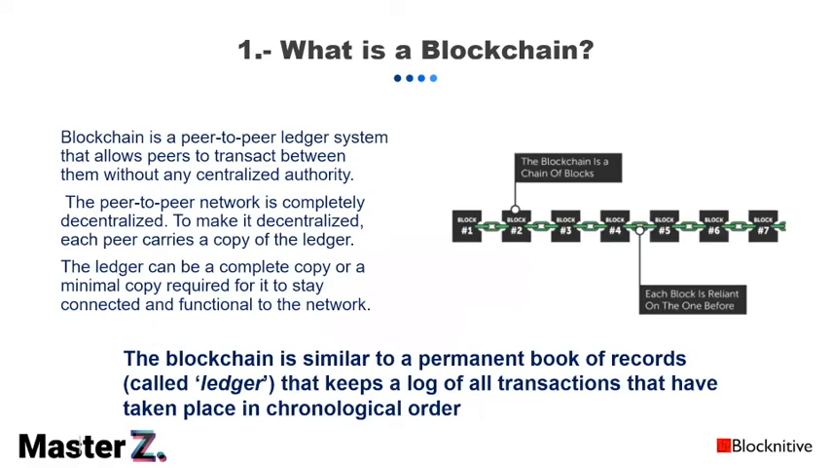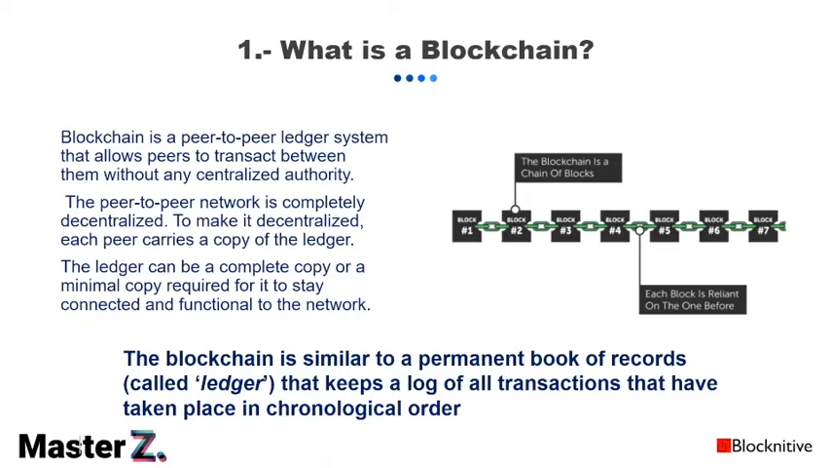Okay, what is blockchain? I'm going to give you two different definitions, a more technical one, and an example. I think it's going to be very easy to understand. Blockchain, as you can see, is a peer-to-peer layer system that allows peers to transact between them. That means that different peers are going to have the same information, and everything is going to be registered, and the information is going to fly from one peer to the second peer, and is going to be certified.